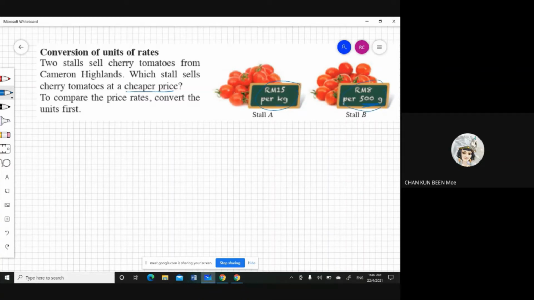The units of measurement are different, right? So to compare the price, you need to convert the unit first. For example, the kilogram, we convert into gram. Over here, it's up to you which one you want to convert. You either convert the kilogram to gram or the gram to kilogram. So which one do you want to convert, store A or store B? Gram to kilogram.